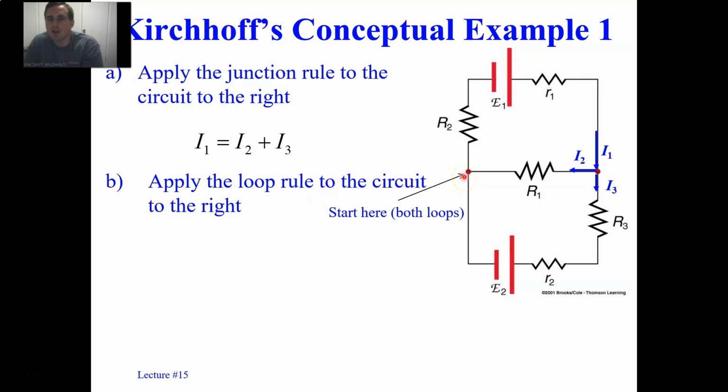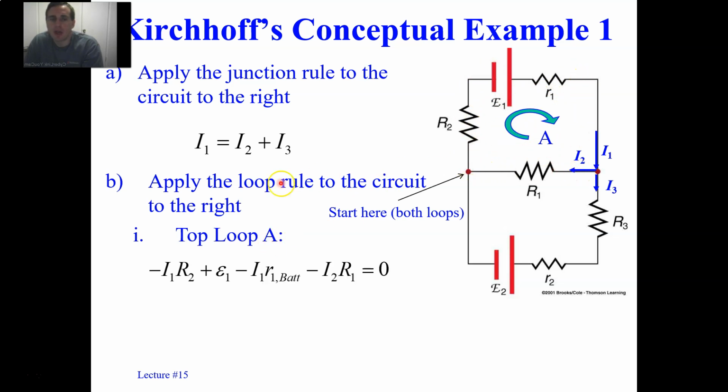Suppose we start here at this dot for both loops. Suppose we call this top loop A, and suppose we let it be clockwise. Well, we're going to go this way, so that's going to be the following equation. So notice that I1, this current, is on all these pieces of wire, and I hope you see that.